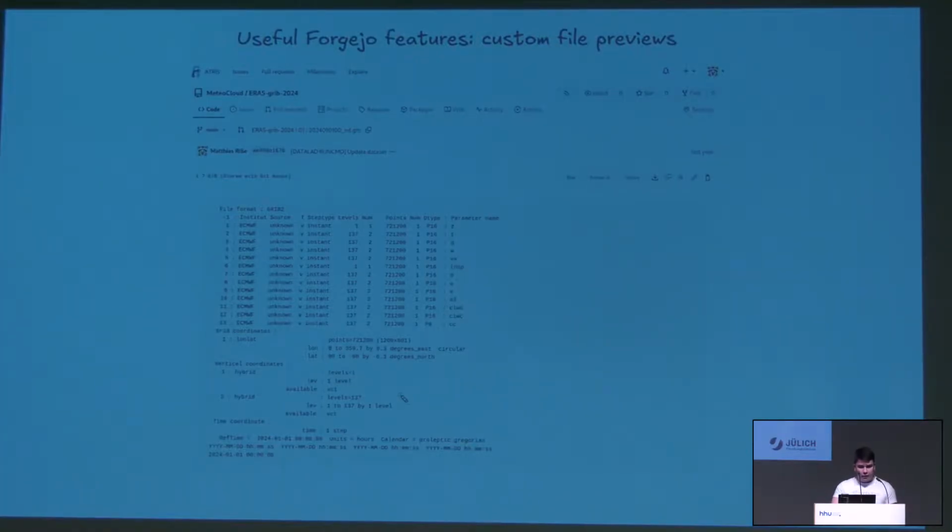Yeah, so that's another very useful Forgejo feature, which just works with git-annex.